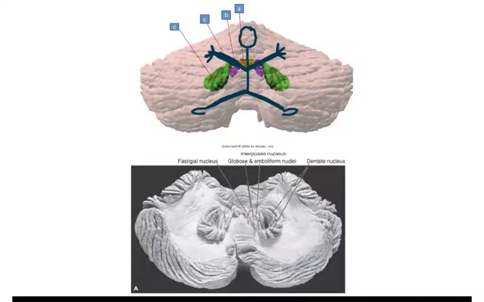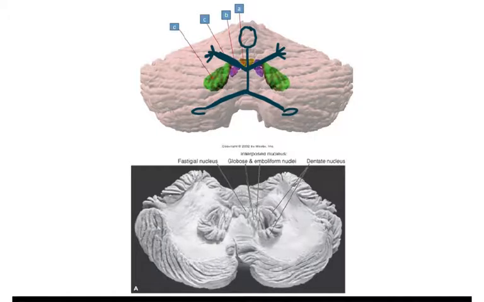And this picture down here just shows that these deep cerebellar nuclei are located within the medulla of the cerebellum, which is basically at the bottom of the white matter, so they're kind of like how the basal ganglia is within the white matter of the cerebrum. It's the same sort of thing.